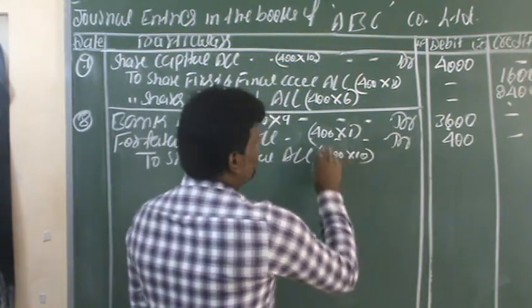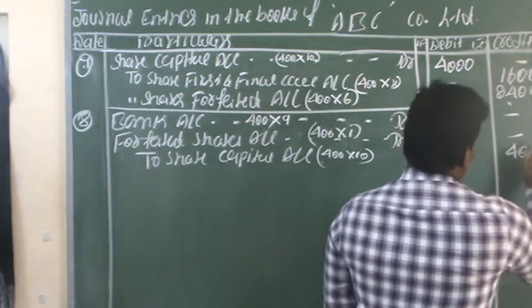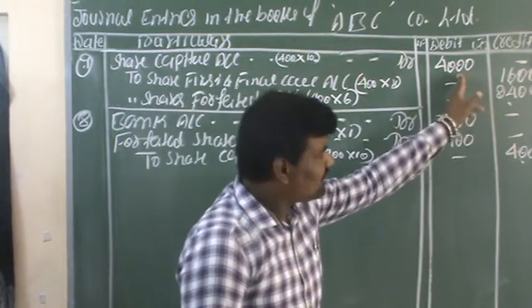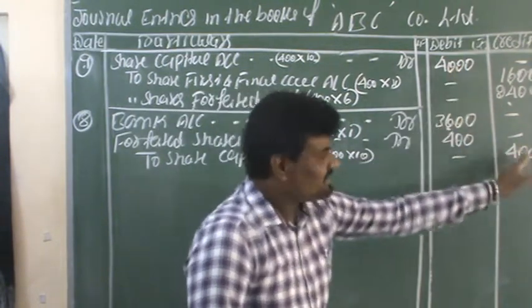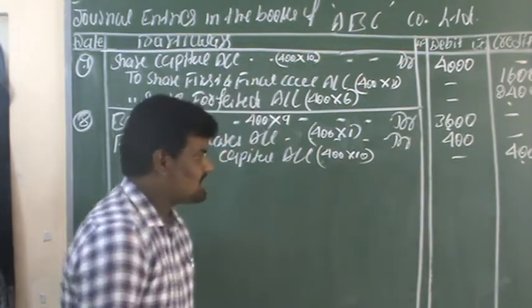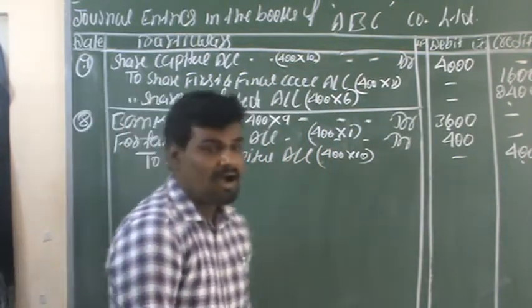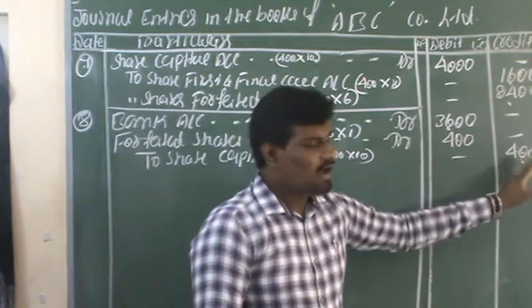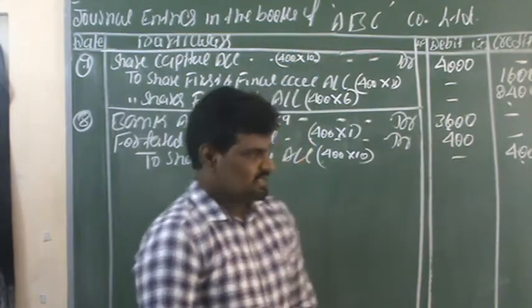400 shares into 10 per share means we will get 4,000 rupees. So here you will get equal values in the 7th as well as 8th entries, on the debit as well as the credit side, because in the company, whatever shares are forfeited and then all reissued, on that day you will get equal amounts in both aspects.